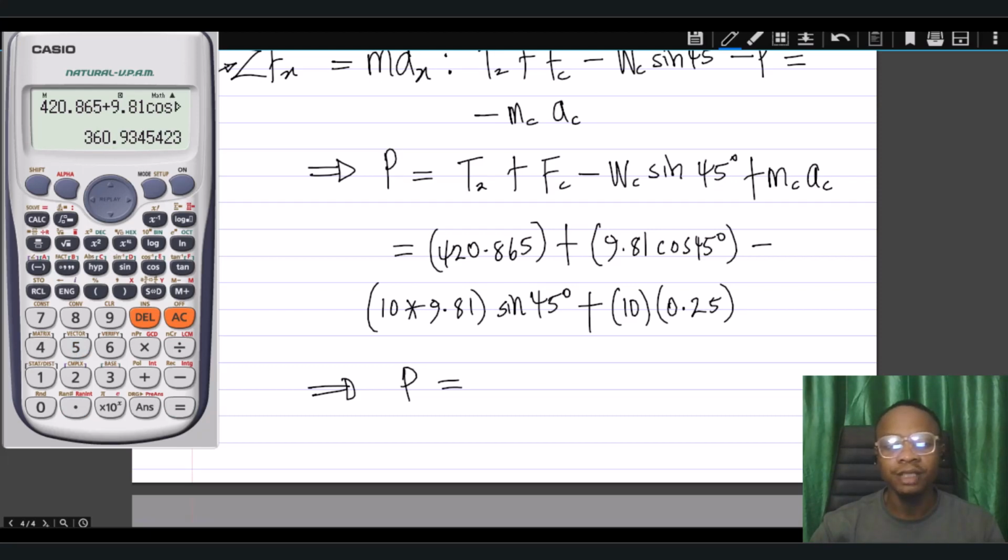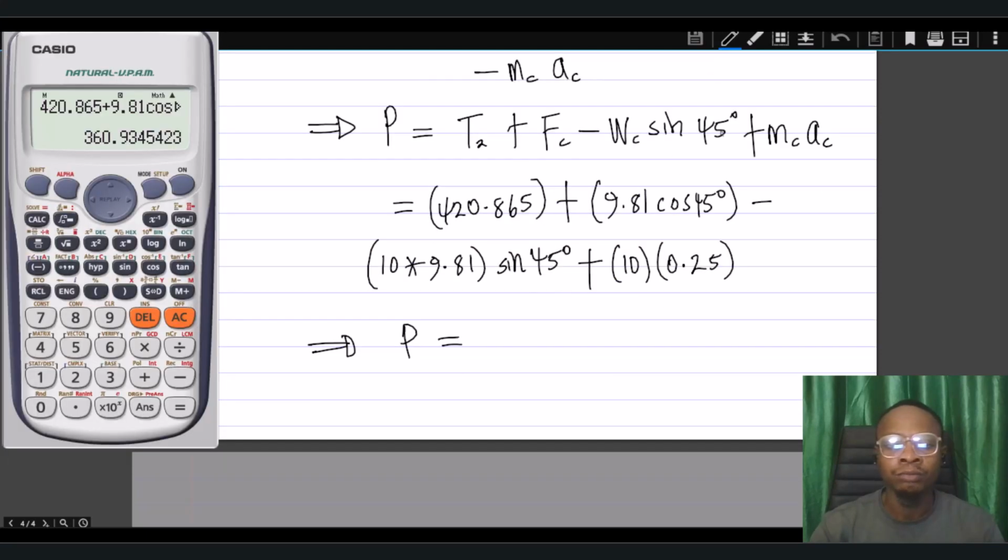360.9345423. So let us check that we have done the proper thing here. 420.865 plus 9.81 cos 45 degrees minus 98.1 sine 45 degrees plus 2.5. So that gives us 360.93, 360.9345423. But this is our final answer, so we can just write out our final answer of 360.93. Okay, for now.